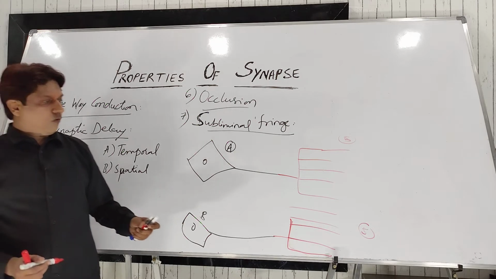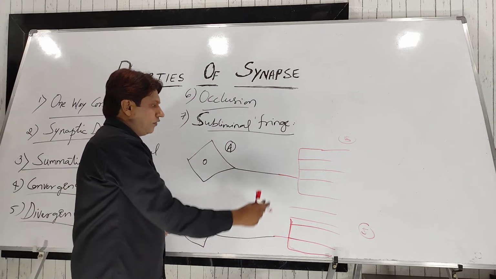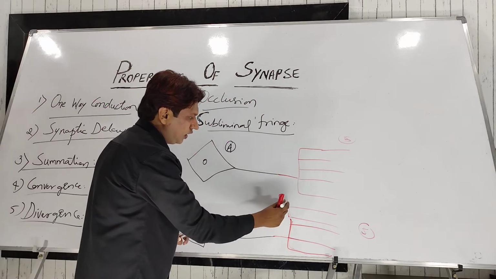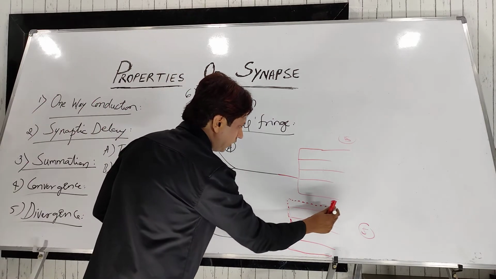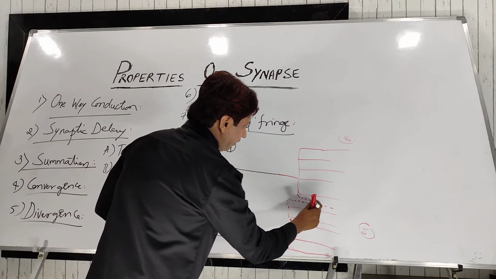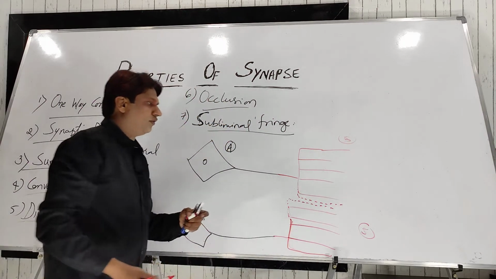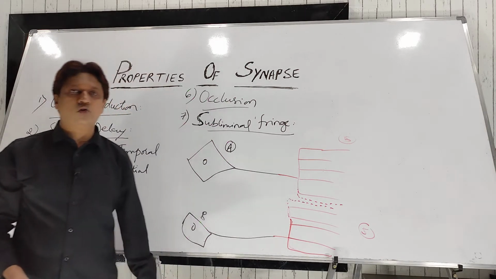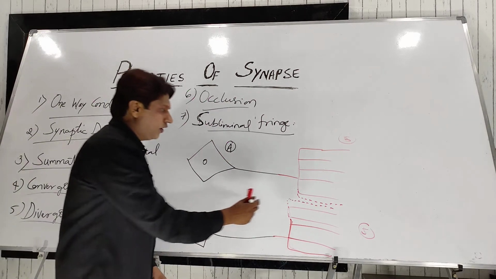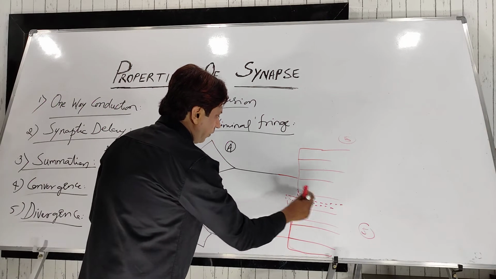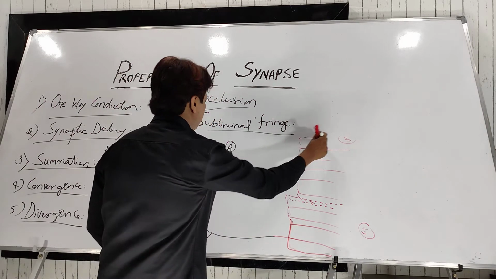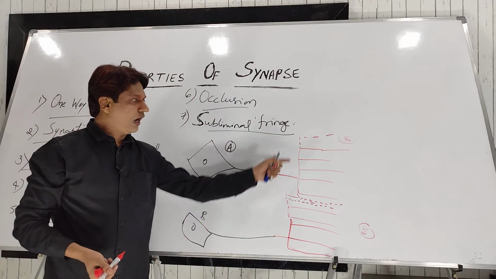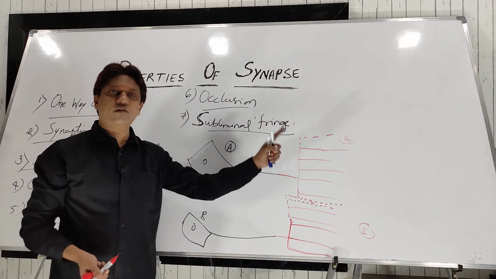But what happens is subliminal fringe, that is the border area actually. So with either A or B, there are a few neurons in the neighborhood that are not stimulated, that is, an action potential is not generated, but some amount of current passes through those neurons. For example, this neuron A can stimulate 7 or 8 neurons, but ultimately the result is seen only in 5.